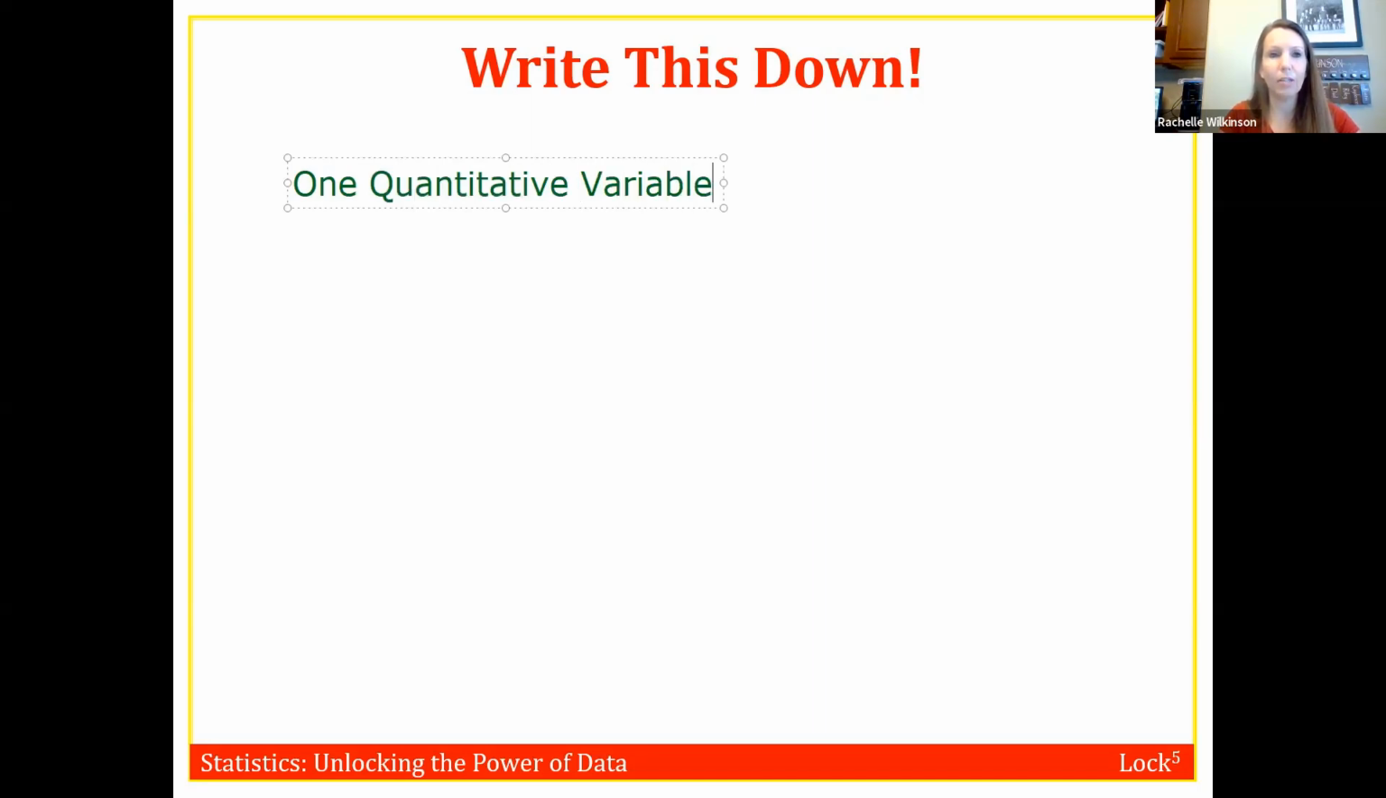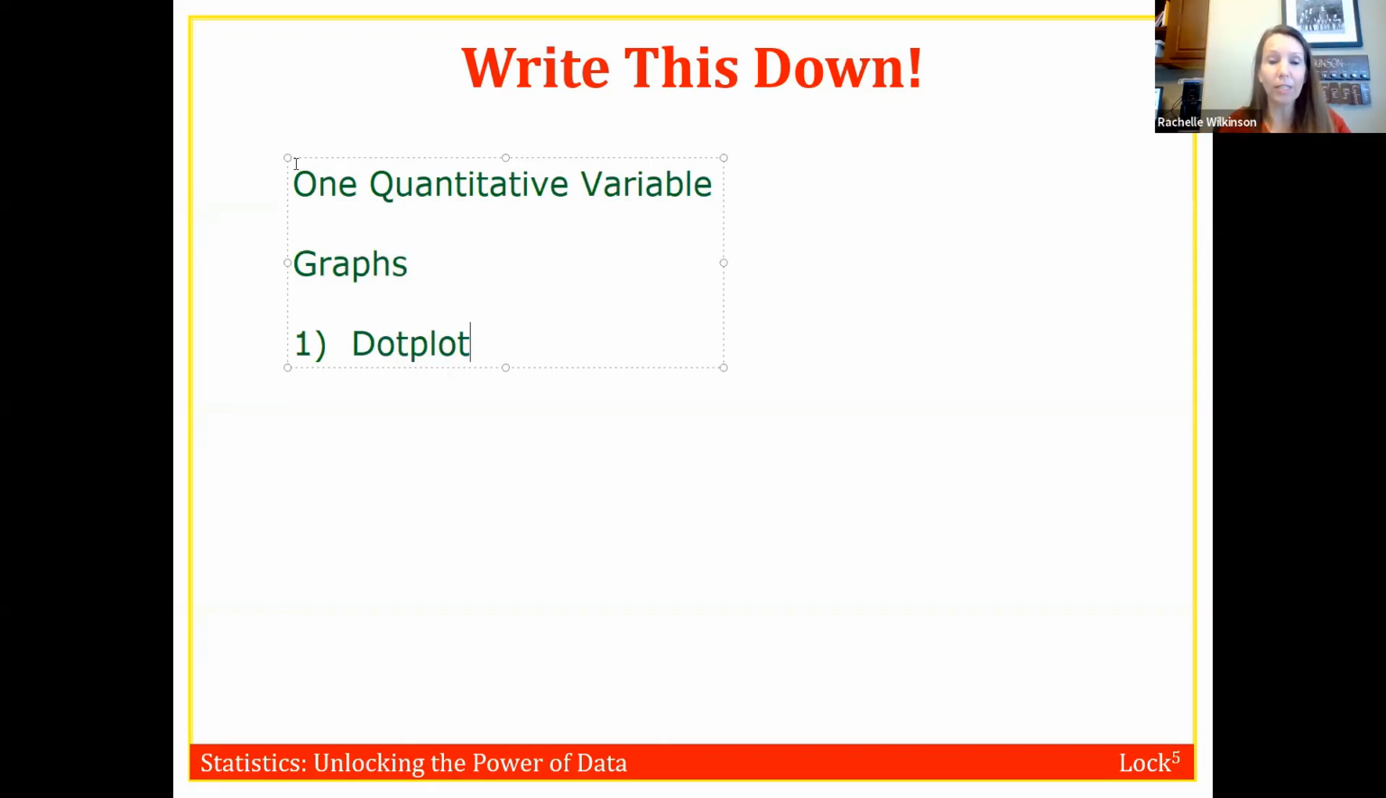And we're going to start by looking at graphs. In this section, there's two basic graphs that we're going to talk about for one quantitative variable. We're going to add a third graph in section 2.4. The first one is called a dot plot. And a dot plot is a pretty basic form of graph.